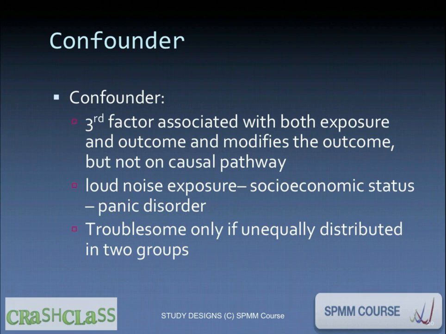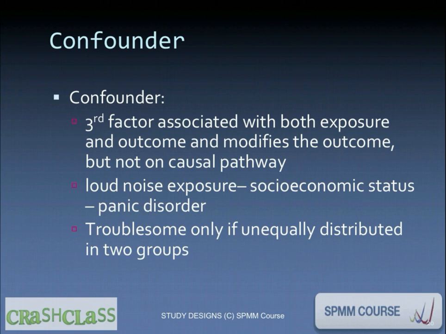Okay, now we are moving into the study of confounders. What is a confounder? A confounder is a third factor. It is neither the exposure nor the outcome. The third factor is associated with both exposure and outcome, and it modifies the outcome, but it is not on the causal pathway. Analytical studies focus on the relationship between two variables, one being the cause, the other being the effect. A confounder is neither the cause nor the effect. It stays somewhere in between. It is related to both the cause and the effect, but it is not on the causal pathway.